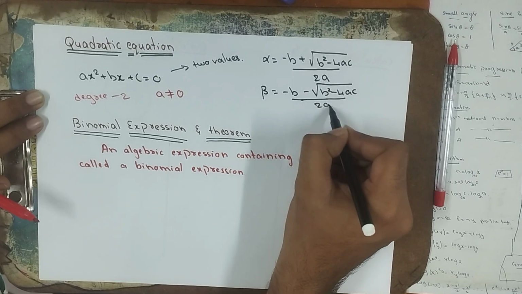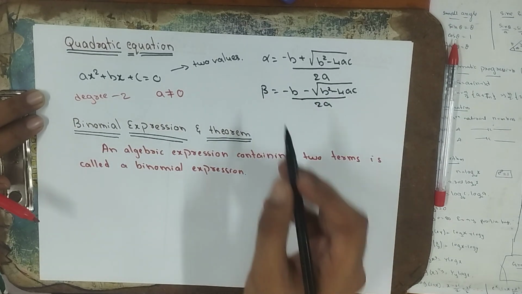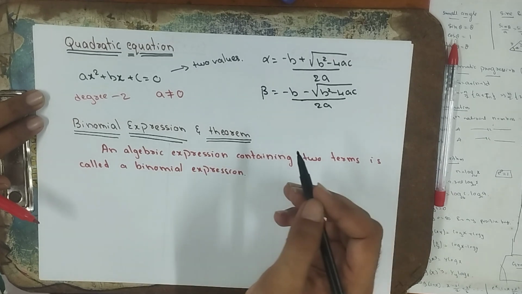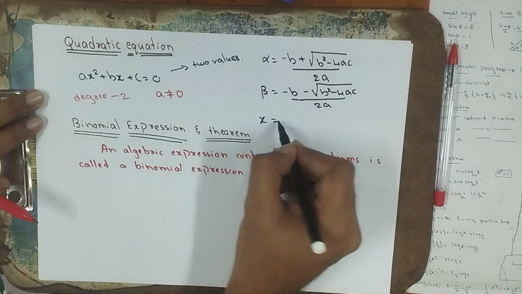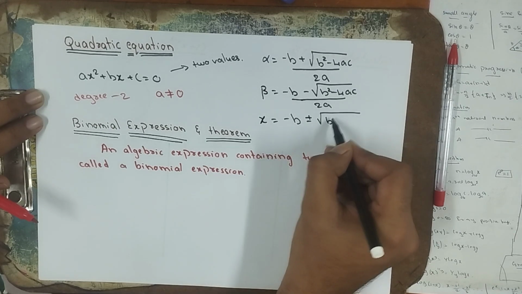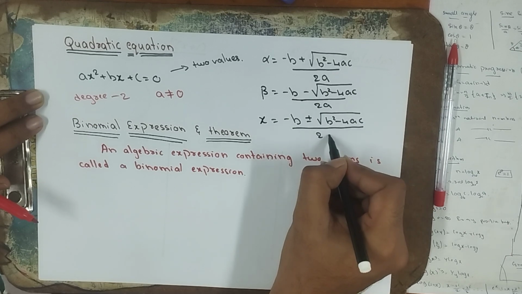Sir, what, sir, you are making comedy with us? Both are the same only, sir. No sir, both are not the same, there is a plus or minus. So finally, together we can write the x value, which is equal to minus b plus or minus square root of b square minus 4ac, divided by 2a.